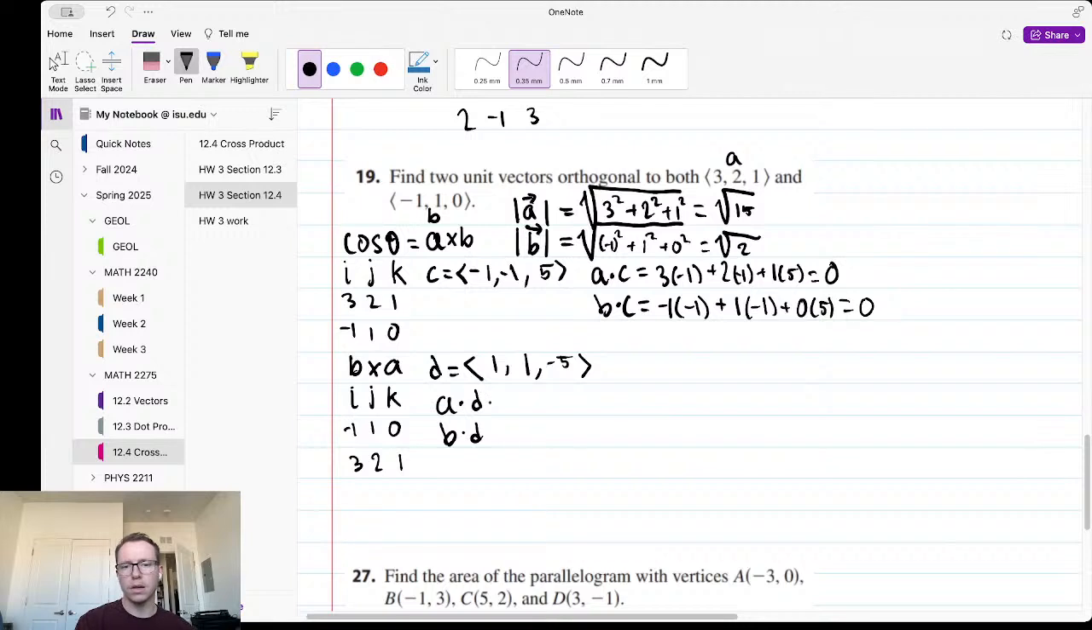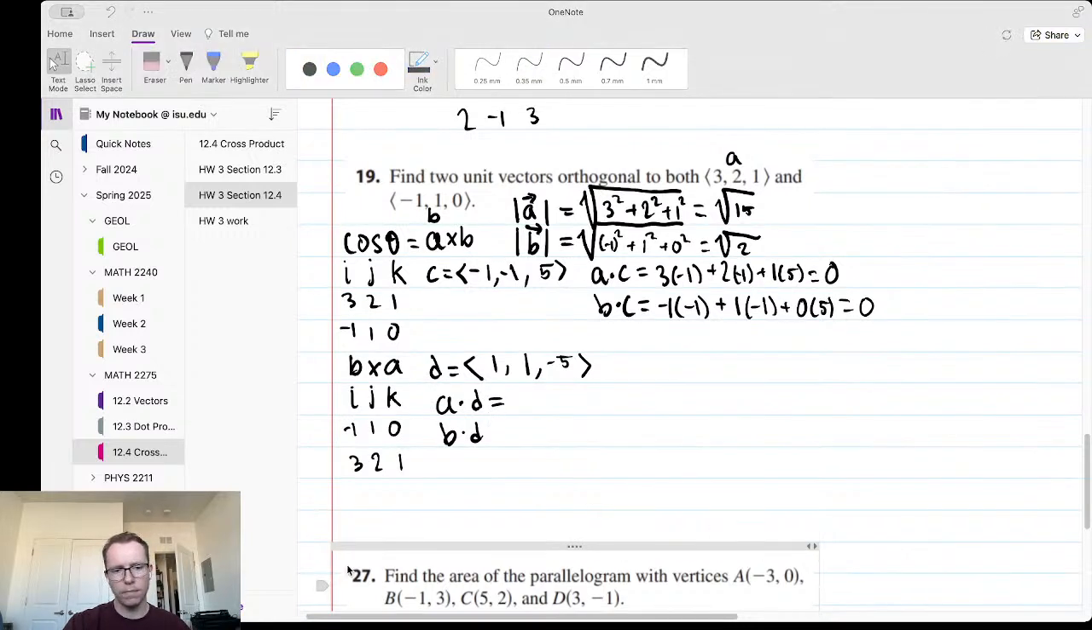That's good. So A dot D, what song is playing? Casita by the Astronomers. Cool.